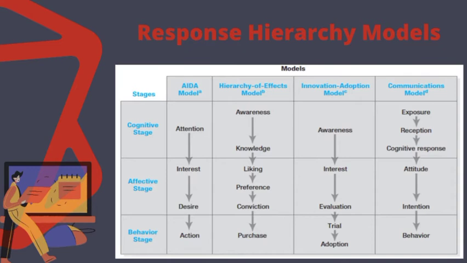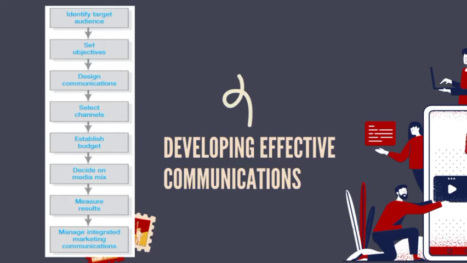And then the last one is purchase. For the hierarchy of effects model, the last one is purchase. Finally, some members of the target audience might have conviction but may not quite get around to making the purchase. Okay, next, developing effective communications.